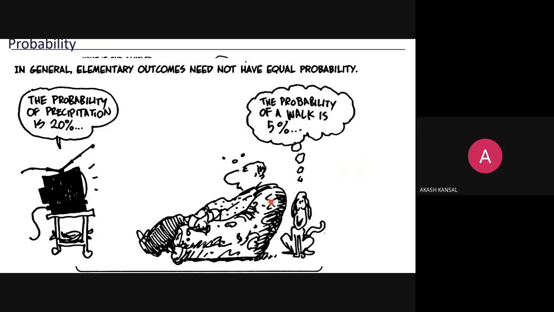Moreover, in general, elementary outcomes do not all have an equal probability. Here we see an example where the weather forecast says the probability of precipitation is 20%, and the dog thinks if the probability of precipitation is 20%, the probability of me going for a walk with the owner is 5%.